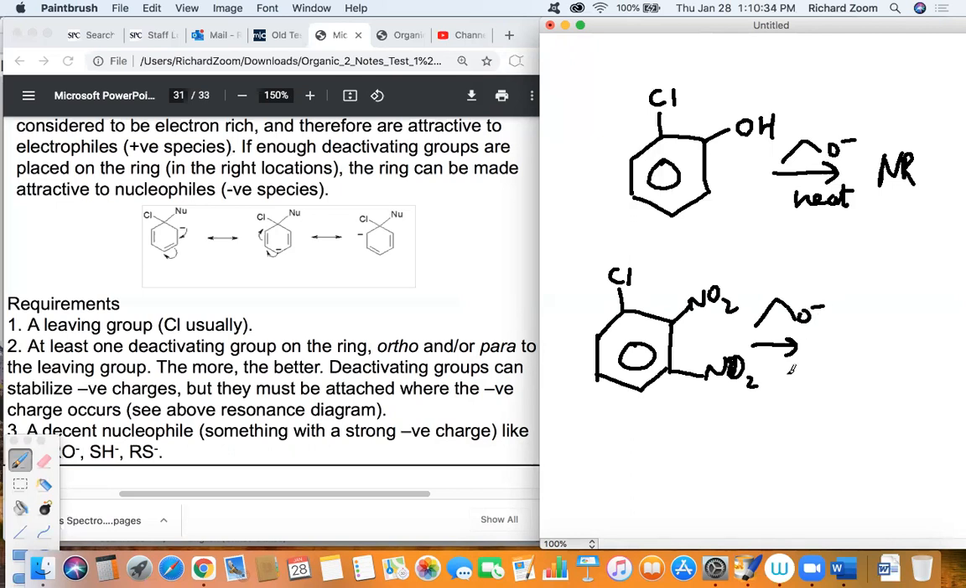Dr. Musgrave, would you put that on the test, a no reaction one? Would I do it? Yeah, I could. Okay.